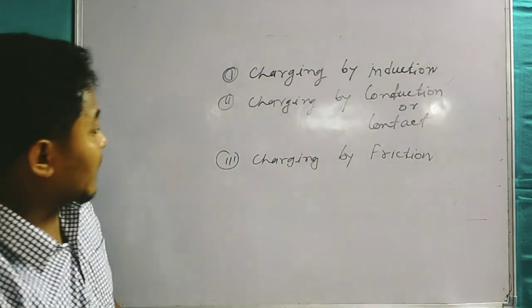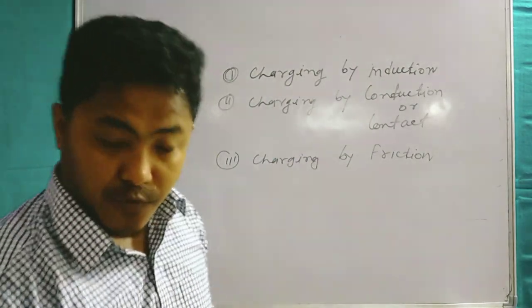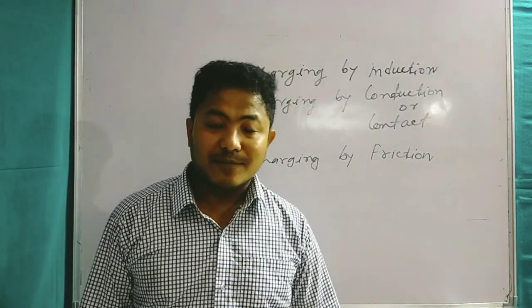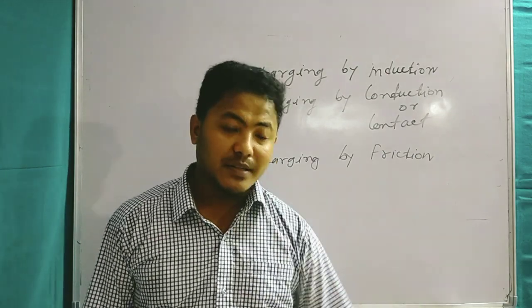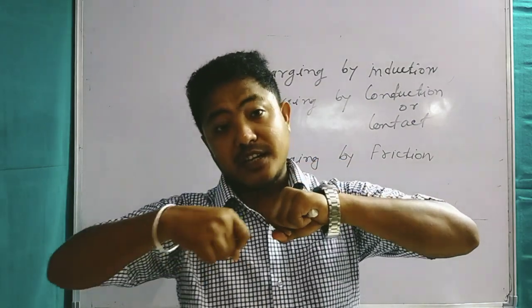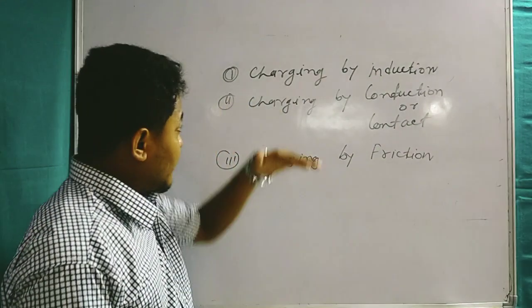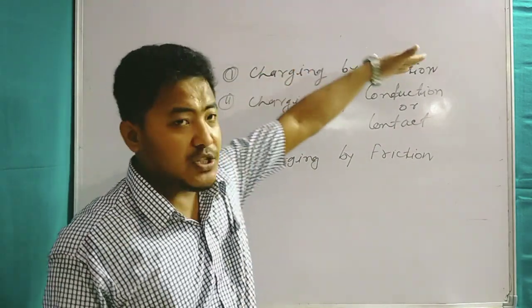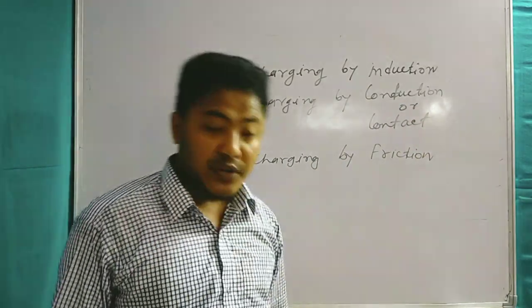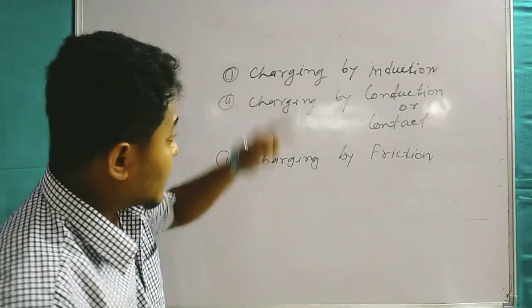As I have come to know, for the charging of a body there are 3 types of process by which we can charge a body. And what is the charging of a body? I have elaborated to you that charging of a body is nothing but a process by which we can transfer electric charge from one body to another body. This is called charging. And the types of process are charging by induction, charging by conduction or contact, and charging by friction. I will discuss individually what is actually charging by induction.